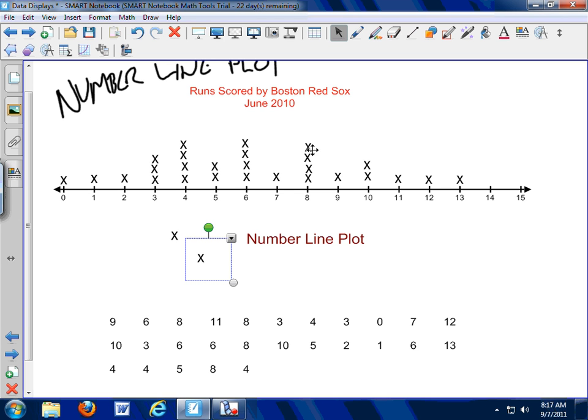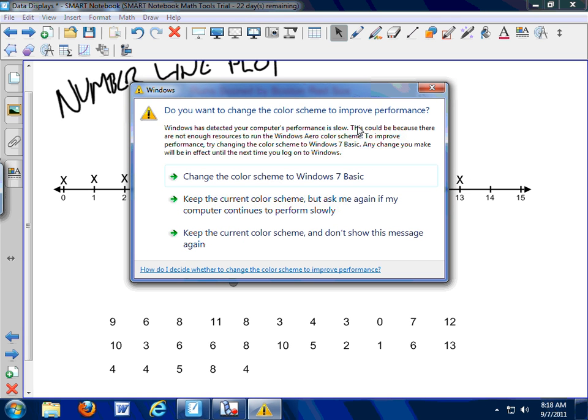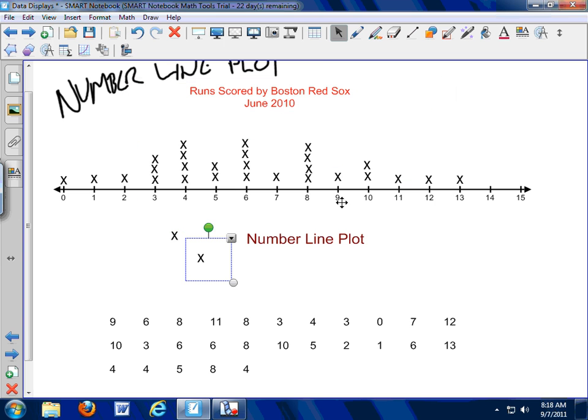where their strengths were. So in this case, they scored no runs at least once. The most runs they scored was 13. So it's a number line plot.